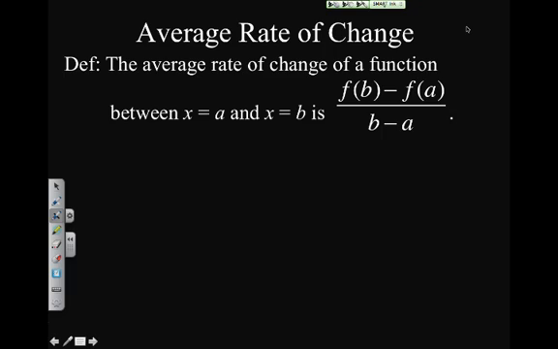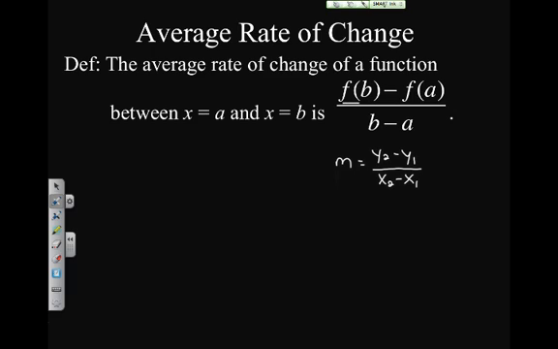When we talk about average rate of change, you're going to recognize this formula. The average rate of change of a function between x equals a and x equals b is given by this formula: f of b minus f of a divided by b minus a. This looks kind of familiar, it should, because it's really just the slope formula. That's what you do for the average rate of change.